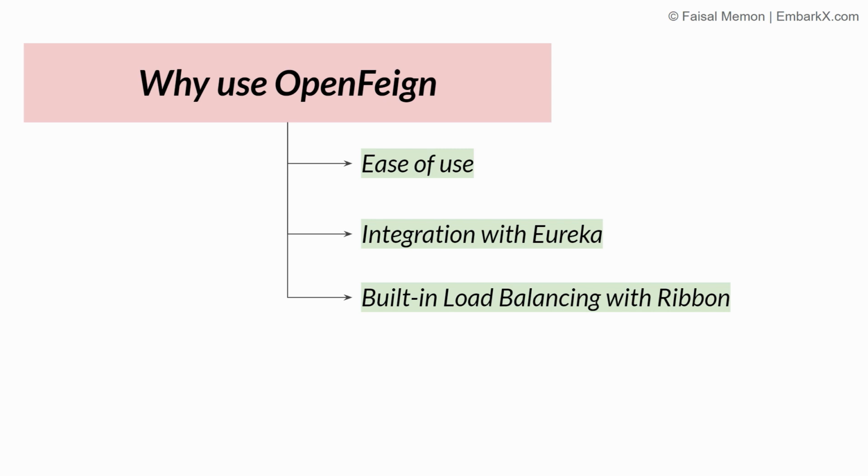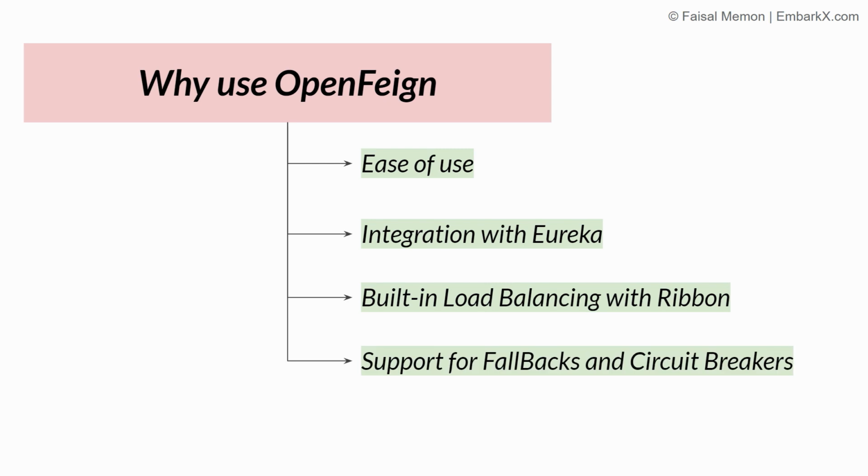So OpenFeign has built-in support for Ribbon, which is another Netflix project, and this provides client-side load balancing. The next benefit is support for fallbacks and circuit breakers. With Feign, you can easily integrate Hystrix, which is another Netflix project, and this project can provide fallback options and circuit breaking capabilities. So this is the reason why you should use OpenFeign.